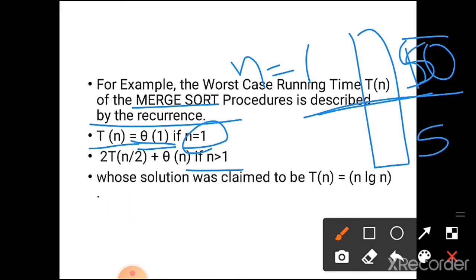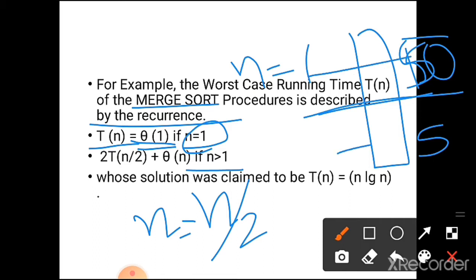Suppose n is the total number of elements. After the first iteration, the size of the array is divided into n by 2. Again we take each half and divide it into n by 2. So merge sort is a divide and conquer algorithm. At each step we divide the array into halves. After it reaches a smaller input size, we recursively solve each subproblem, and then we combine the subproblems. That is merge sort.